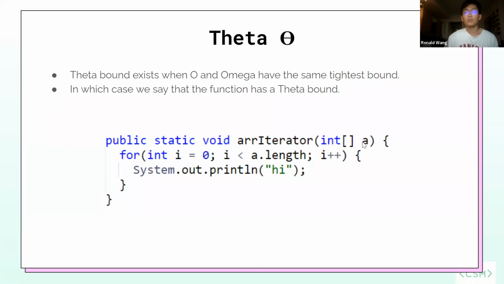Array iterator takes an integer array A, and we use this for loop to iterate through every single value in this A array, right? And for every single value, we're going to do System.out.println("hi"). And as you can see, no matter what integer array A we put here, this function will always have a runtime of n, where n is equal to the length of the array, right? And so therefore, the O and omega are both equal to n in their tightest bounds. And so overall, we can say that this function has a theta bound of n.